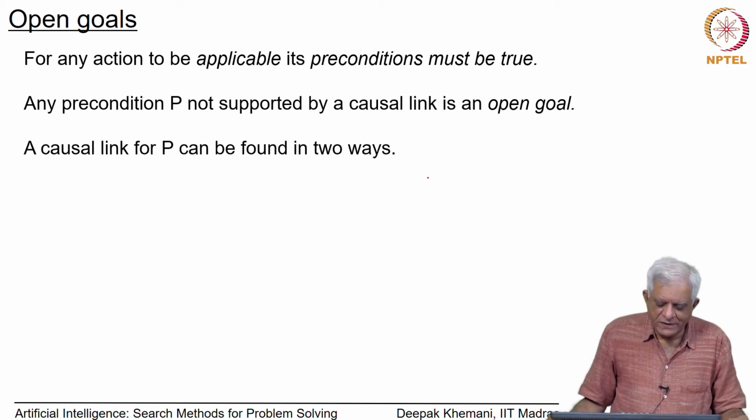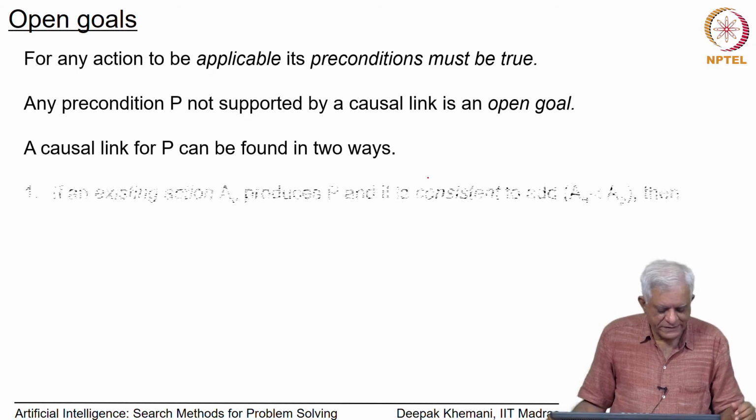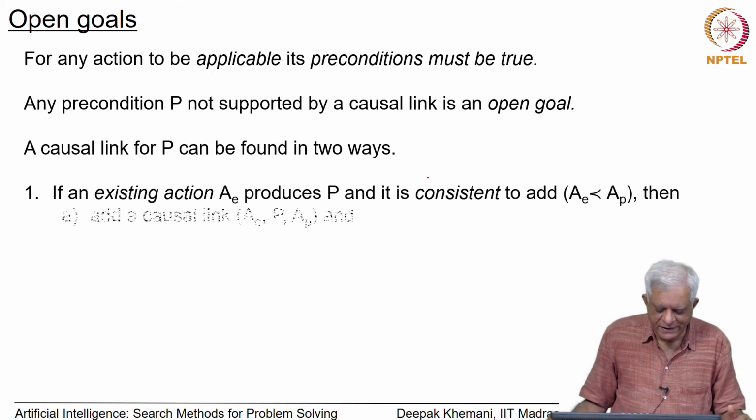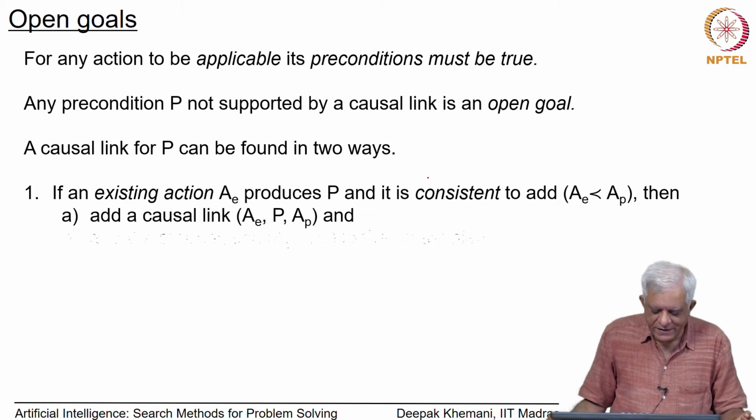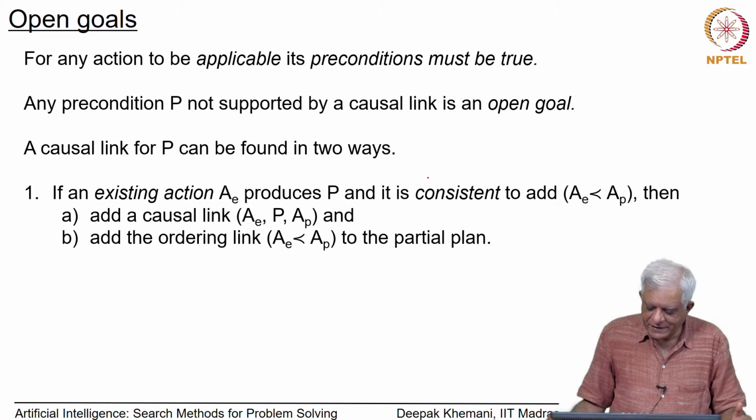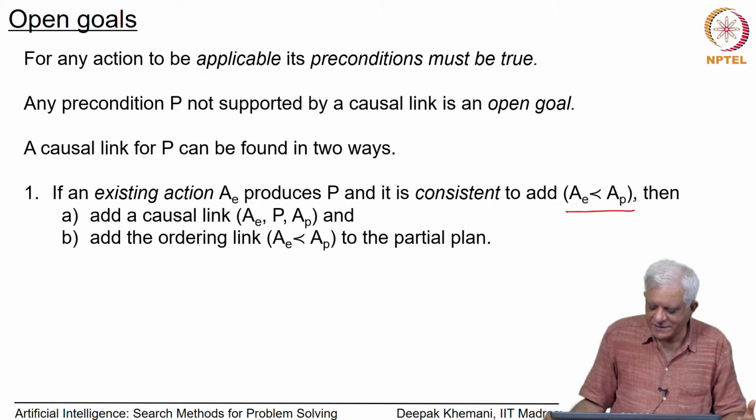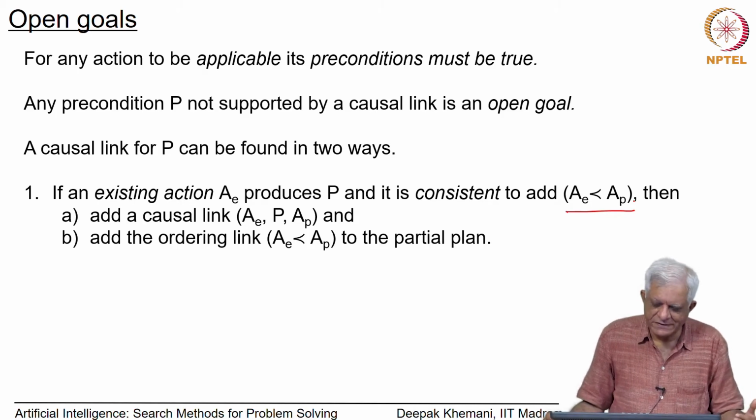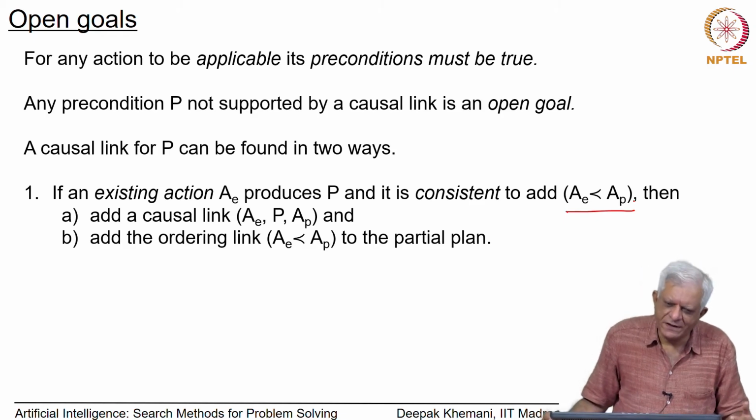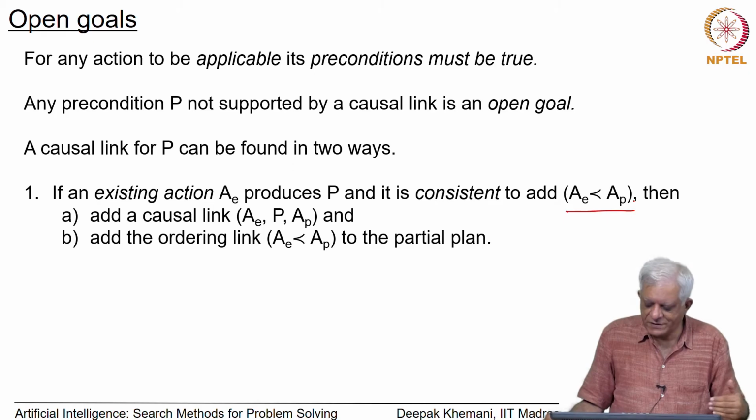A causal link can be found in two ways. One is that there is an existing action, let us call it A E, and that action produces P that we are interested in, and it is consistent to add that A E happens before A P. This test of consistency is important because eventually the actions have to happen in some given order, and if you have an ordering which is not consistent with what can be implemented in practice, then you do not have a valid plan. So, this consistency check is required, and the simplest consistency check is that there are no loops, that is, no cycles, in the ordering.